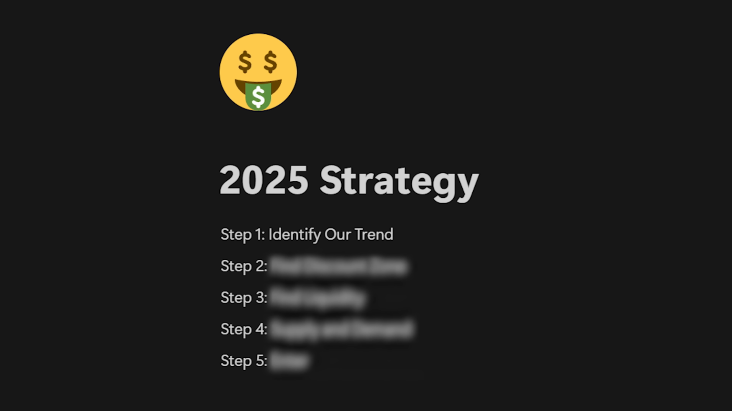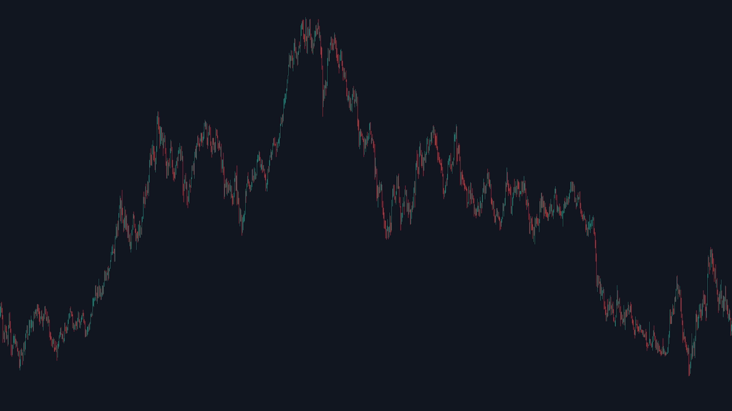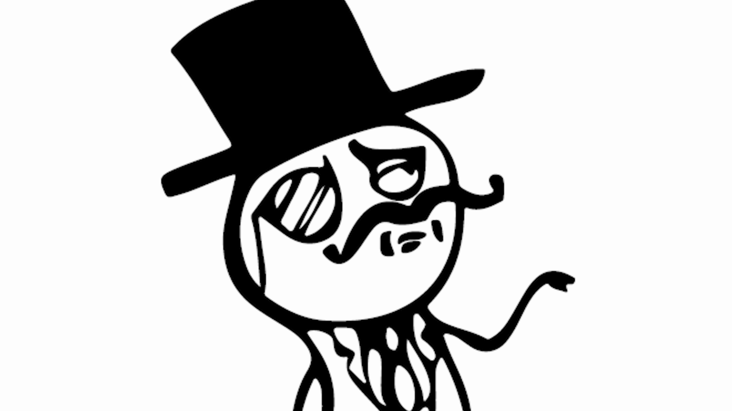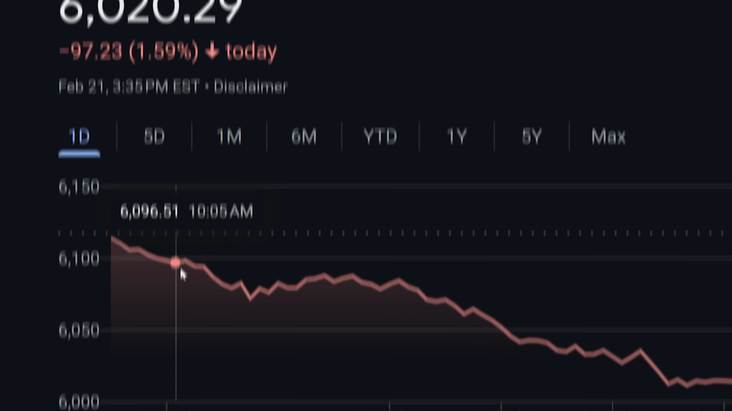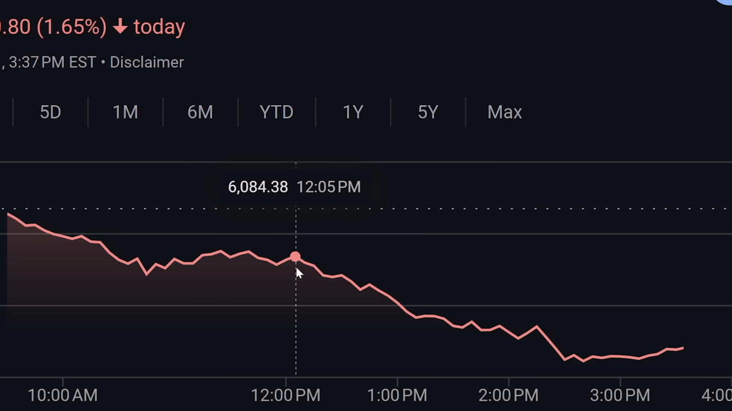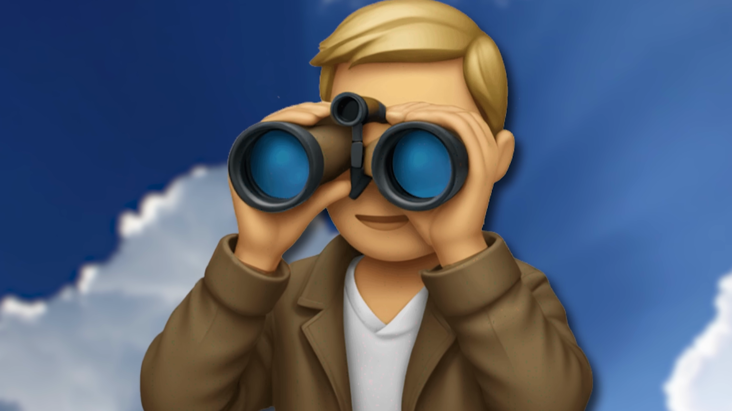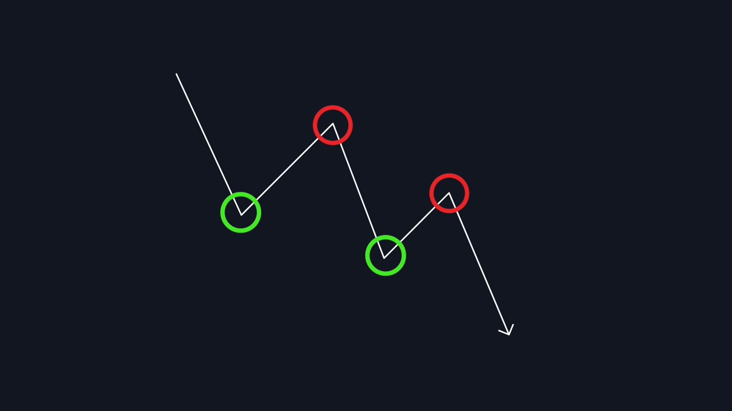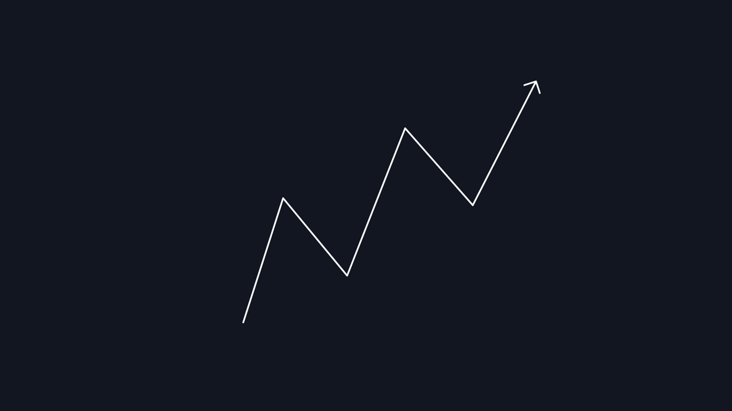Now watch this drive. The first step of our strategy is to identify our trend. The market is filled with uptrends and downtrends. Our job as a successful trader is to identify these trends and make sure we're trading with them and not against them. This will usually be pretty easy to spot. If a chart is making lower lows and lower highs, it's a downtrend. If the chart is making higher lows and higher highs, it's an uptrend.